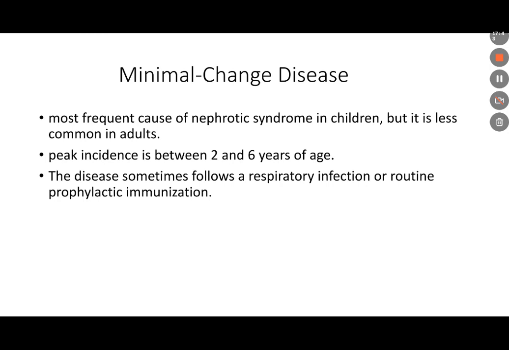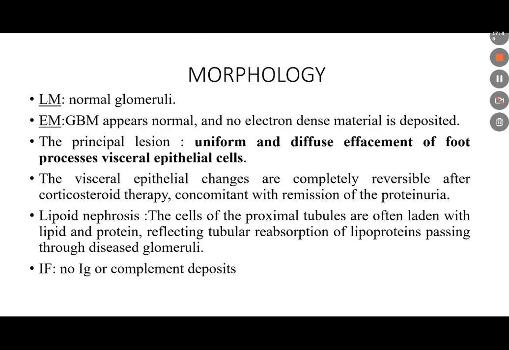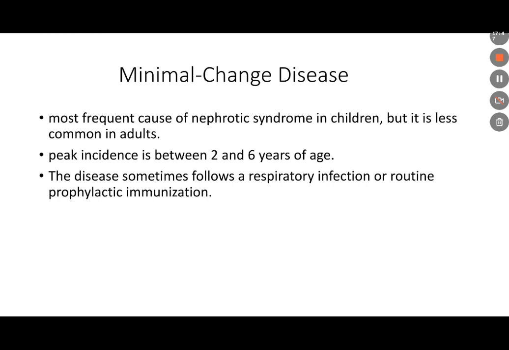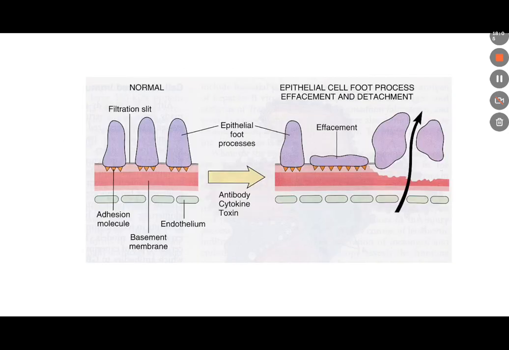Now the last entity for this PPT is minimal change disease. It is the most frequent cause of nephrotic syndrome in children. It's not that common in adults. Whenever there is minimal change disease, you know it's occurring in a child. Peak incidence is between 2 to 6 years of age, maybe after a respiratory infection or after vaccination.